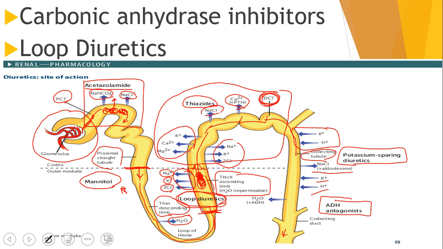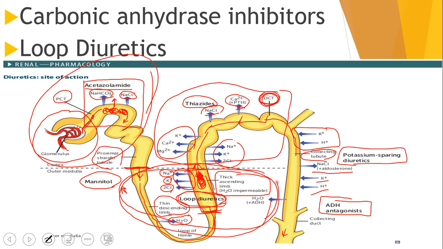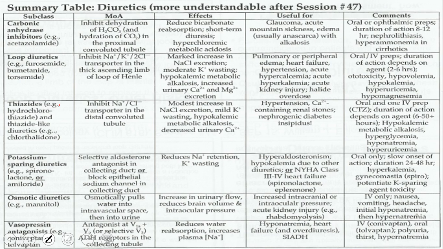Okay, that's kind of a basic run over. The ones we're going to be talking about today are going to be acetazolamide and loop diuretics. So kind of these first two pieces, the proximal convoluted tubule and the thick ascending limb. Thick ascending limb and the proximal convoluted tubule.